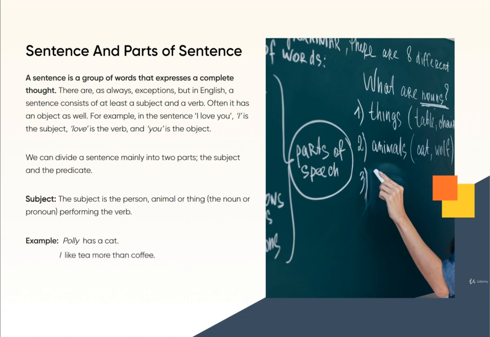There are, as always, exceptions, but in English, a sentence consists of at least a subject and a verb. Often it has an object as well. For example, in the sentence I love you, I is the subject, love is the verb, and you is the object. We can divide a sentence mainly into two parts, the subject and the predicate.